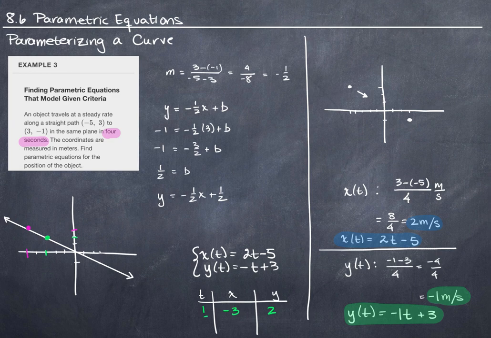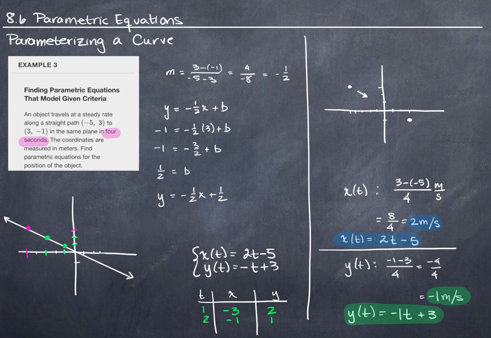When t equals 2, I don't have room for a whole lot of these, but I'm going to do this one and one more. When t equals 2, I have 2 times 2, which is 4. 4 minus 5 is negative 1. And for y, when t equals 2, I get negative 2 plus 3, which is 1. So I should have a point at negative 1, 1. And that is about there.